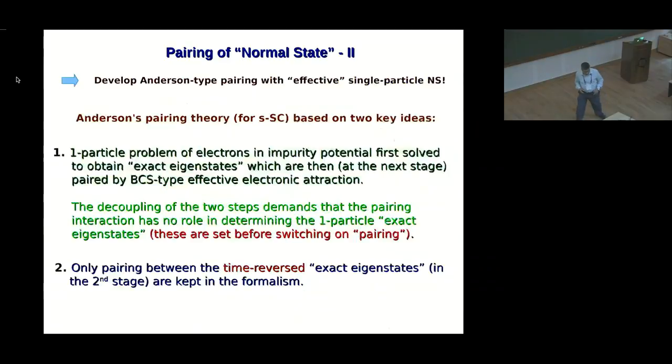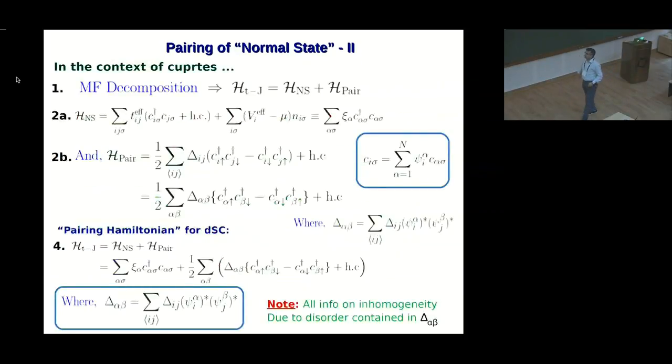So now, what we did then was to develop the Anderson type pairing theory with this normal state. I spent sufficient time to emphasize what we mean by normal state. Now in Anderson's pairing theory for the S-wave superconductor, there are two points which are very important. One was that the one particle problem of an electron in impurity potential is solved first to obtain what was at that time called the exact eigenstates, which are then paired by a BCS type effective interaction. So this is crucial, that I can decouple the problem into two stages. That was a very important aspect of what Anderson suggested. And another thing is that for an S-wave superconductor, only pairing between time reversed exact eigenstates is kept in the formalism.